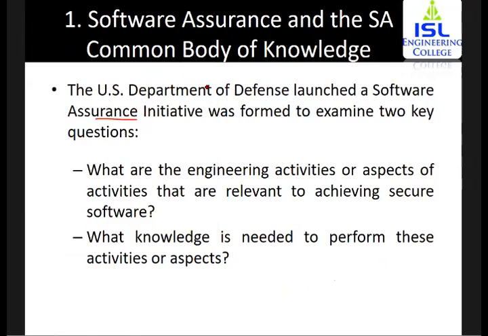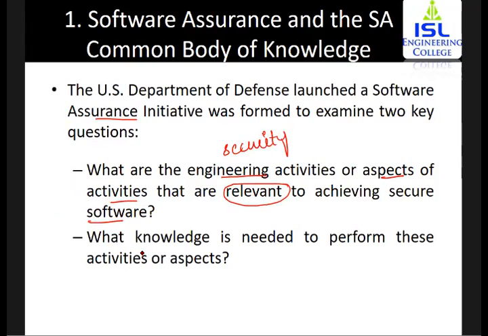A working group was formed to examine two key questions. The first question: what are the engineering activities or aspects of activities that are relevant to achieving secure software? You need to know how you're going to engineer all the different aspects within the software that you design. Within these engineering activities, only the ones that provide security need to be embedded for designing secure software. That is the first key question.